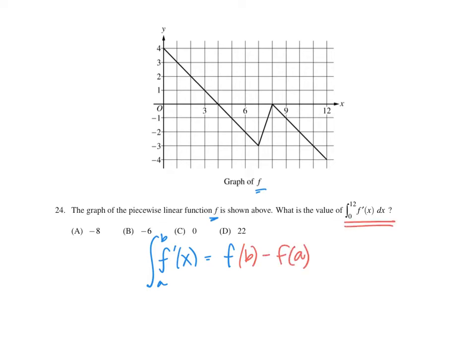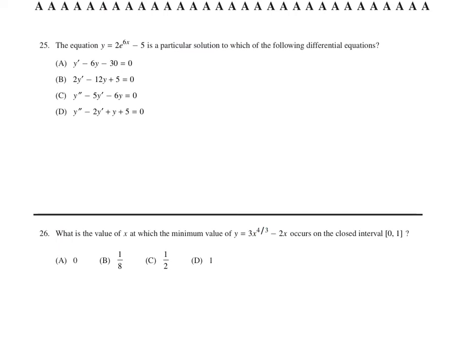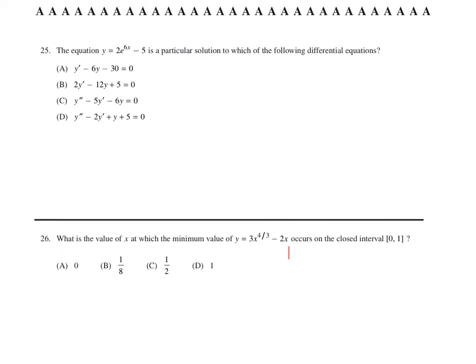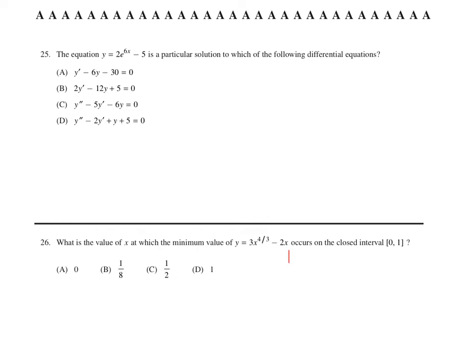So this integral, because they let you know this is f prime, this is going to be the same. Again, the derivative and the integral cancel each other out, and I'm left with the function with respect to my upper bound minus the function with respect to my lower bound. I can go to my graph and find f of 12 is -4, f of 0 is +4, -4 minus 4 gets me -8.